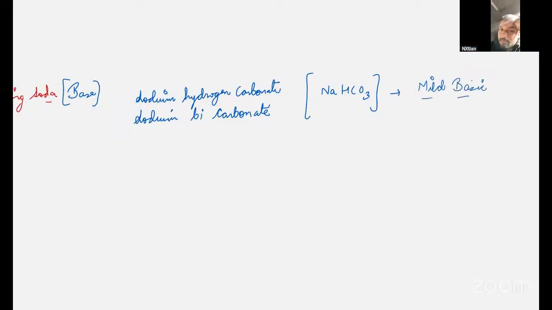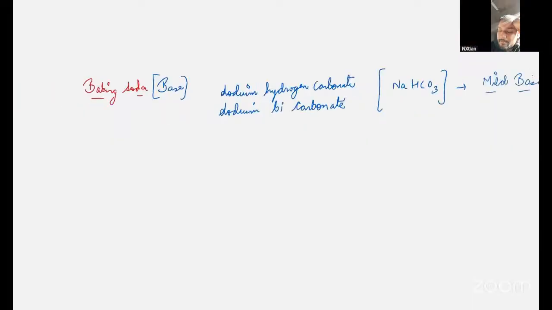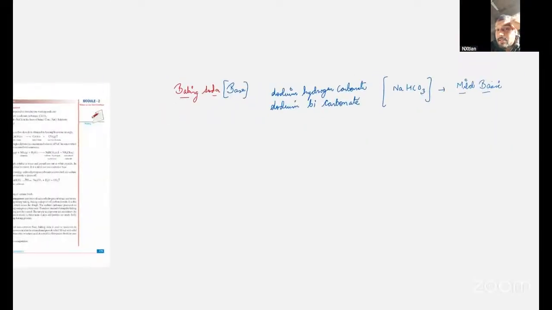Meaning like it's good basic, maybe in between. Not too strong or too weak. Yeah, it's not too strong or too weak. It's mid type. Okay, so mild basic. The baking soda is mild basic in nature.